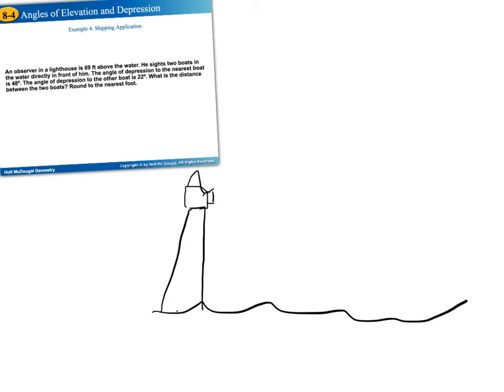And I've got, it's 69 feet high. So from here to here, I've got 69 feet. He sights two boats in the water directly in front of him. So here's one boat. The angle of depression to the nearest boat is 48 degrees. So from line of sight, I've got this angle being 48 degrees, which is what this angle is down here because they're alternate interior.